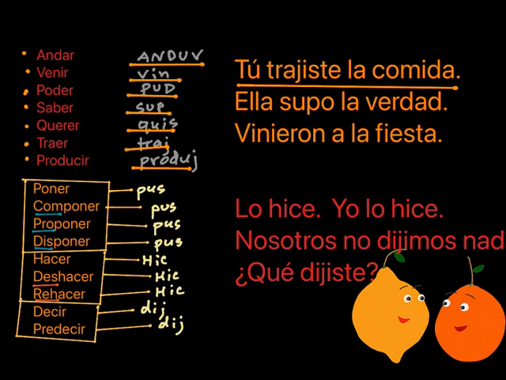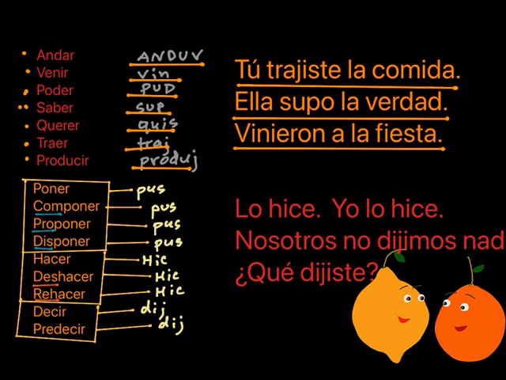Ella supo la verdad. Ella, she, supo, the verb saber. She found out the truth. Because when you start knowing something suddenly, and you know that preterite deals with the events that happened at a certain moment, so she found out the truth. Vinieron a la fiesta. They came to the party. And that would be the example of conjugating the irregular verbs in the preterite, or also known as the simple past. Yeah? All right, so let's take a look at the following.